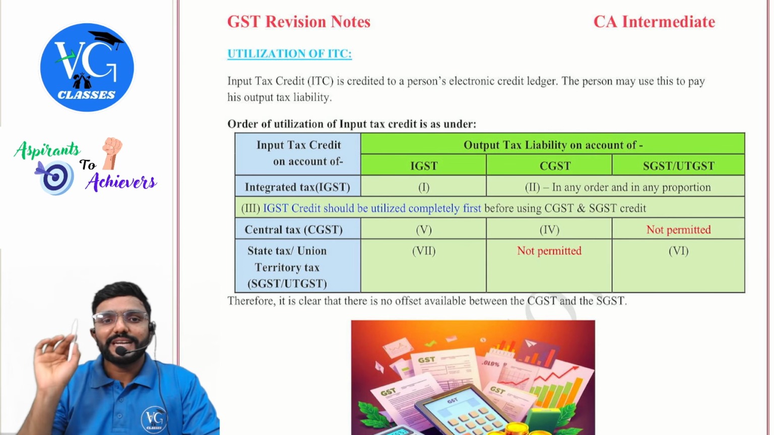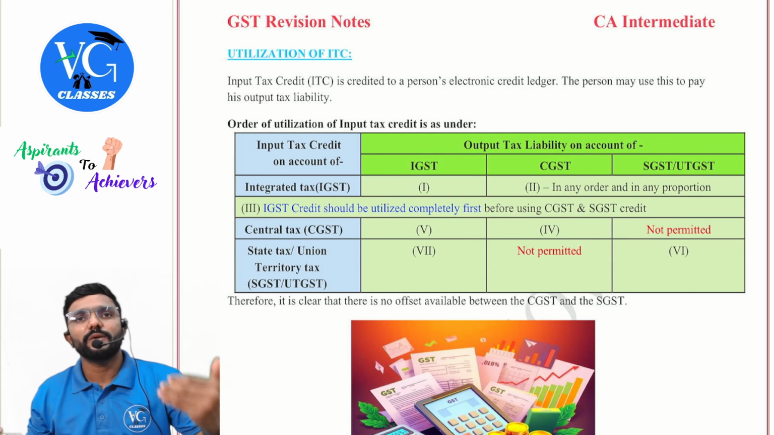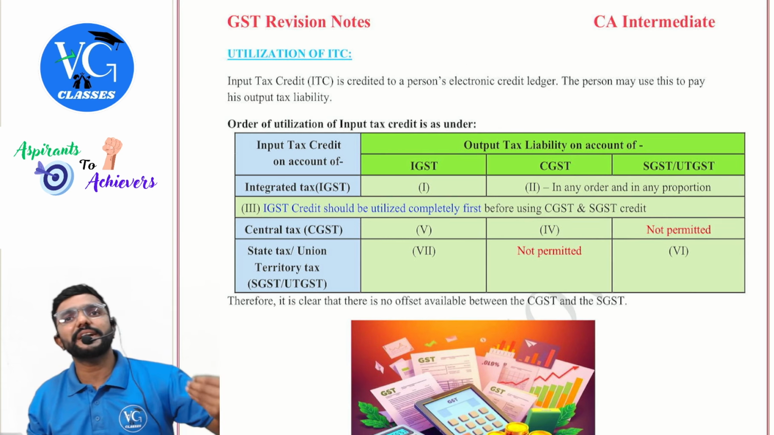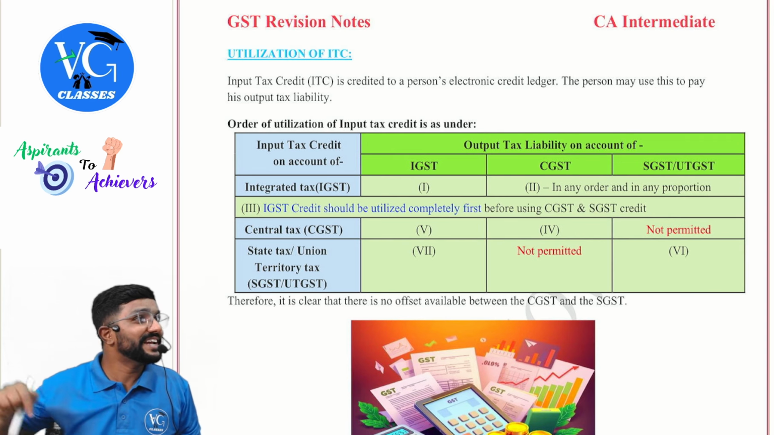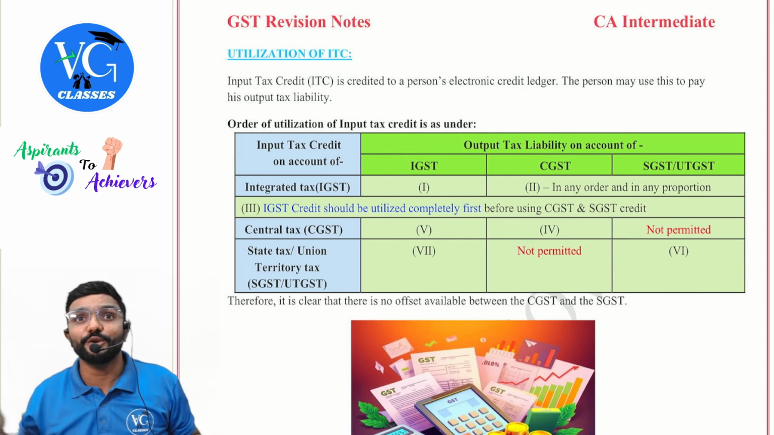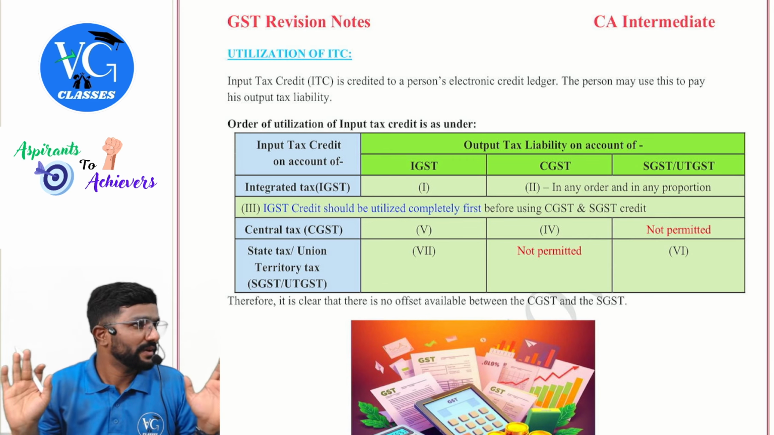What is it? Input tax credit is credited to a person's electronic credit ledger. So whenever I have purchased any goods or services, whatever credit I am eligible for will be credited to my electronic credit ledger. That is GSTR-2A or 2B. The person may use this to pay his output tax liability. Credit can be used only to pay output tax. Sir, now I have interest, late fee, penalty payment. Can I use the credit to pay it? No, I cannot. Then, sir, on my inward supply, I am supposed to pay tax under reverse charge mechanism. Can I use the credit to pay it? No. Once I pay, whatever I get, I can use it as a credit. But what I pay on RCM, I cannot use ITC balance.